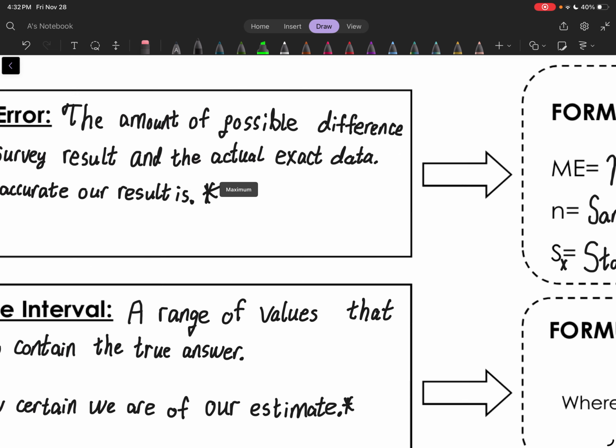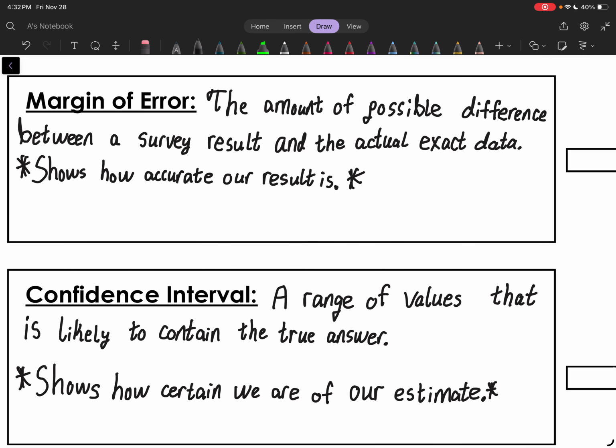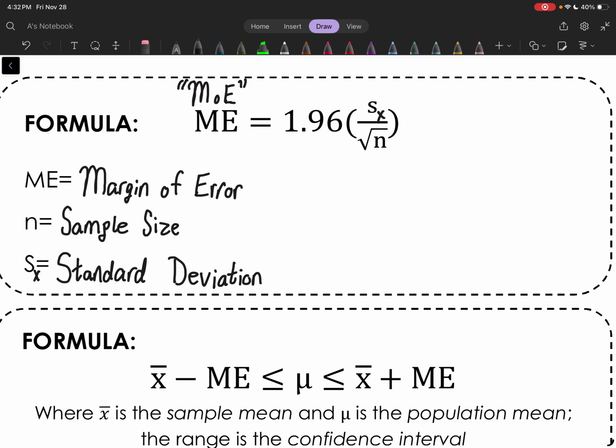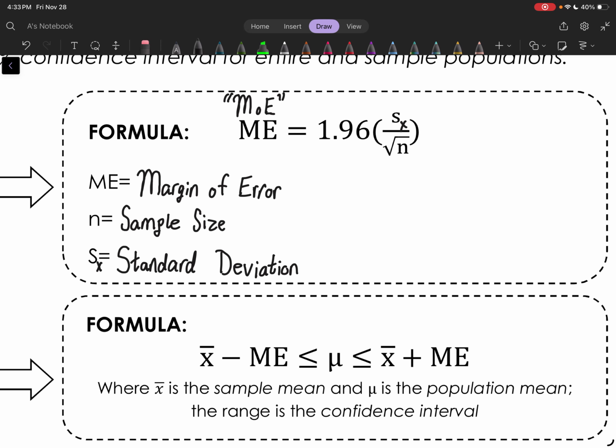Margin of error is the amount of possible difference between a survey result and the actual exact data. Margin of error shows us how accurate our result is. A confidence interval is a range of values that is likely to contain the true answer. This shows us how certain we are of our estimate. Here are the two formulas we're going to be using.